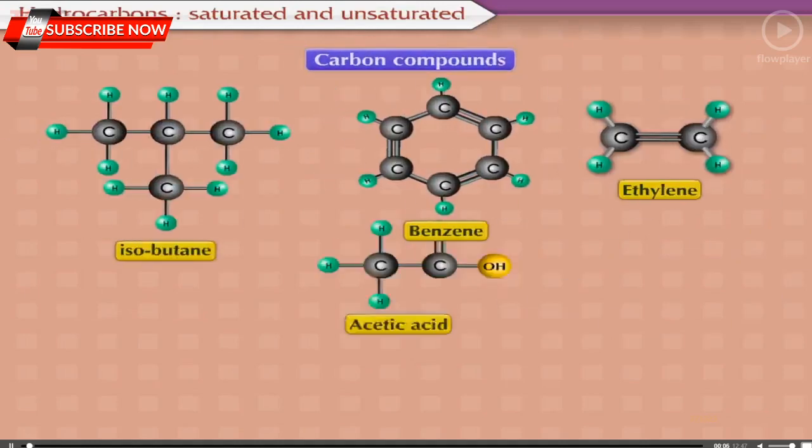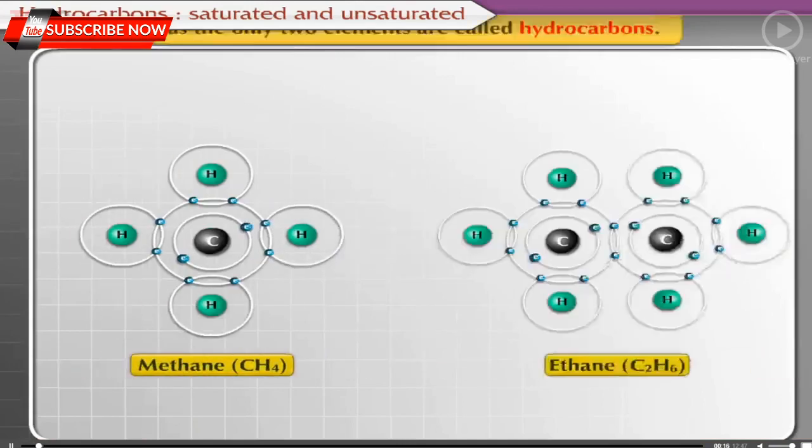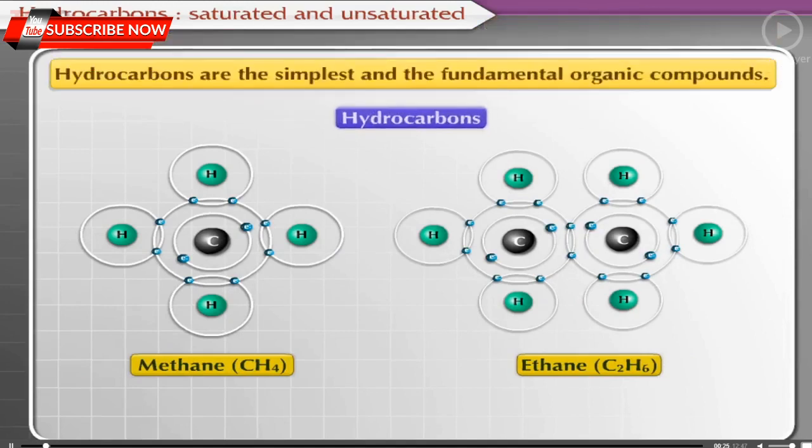Hydrocarbons, saturated and unsaturated. Carbon compounds contain many elements. Majority of carbon compounds contain the element hydrogen in small or large proportion. The compounds which contain carbon and hydrogen as the only two elements are called hydrocarbons. Hydrocarbons are the simplest and the fundamental organic compounds.